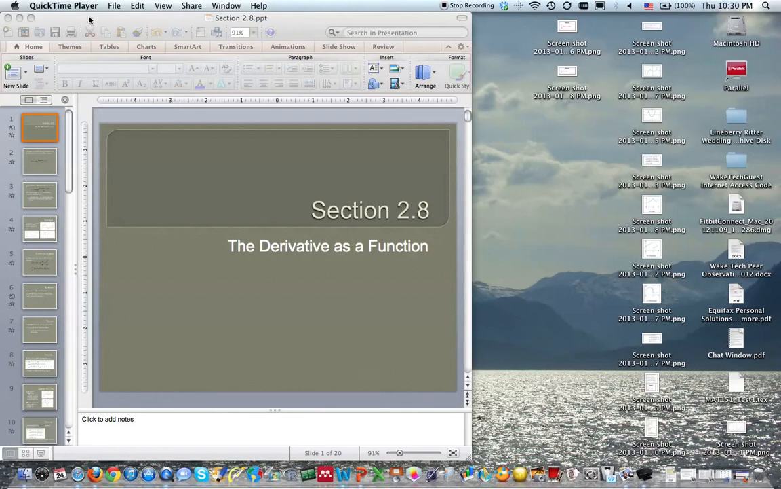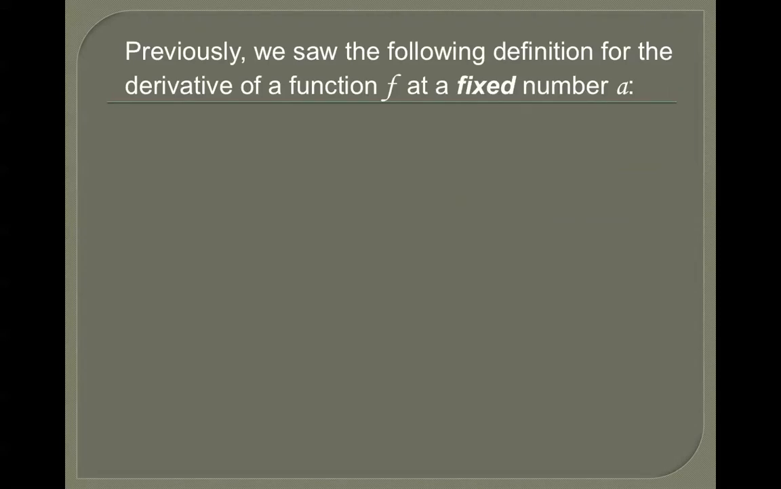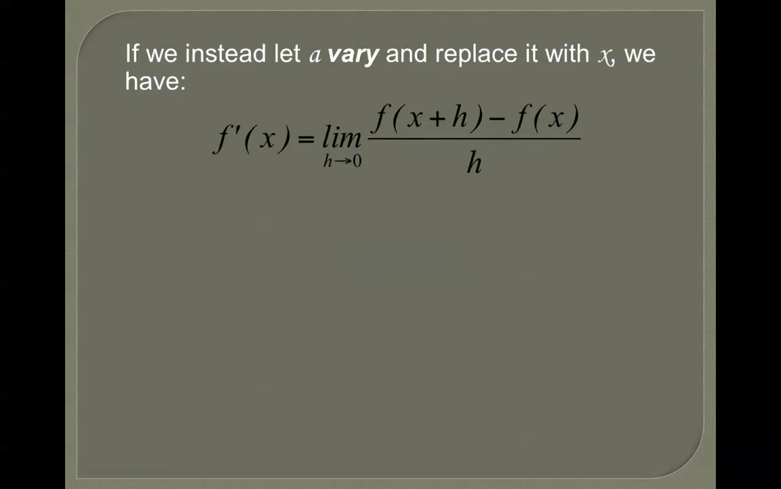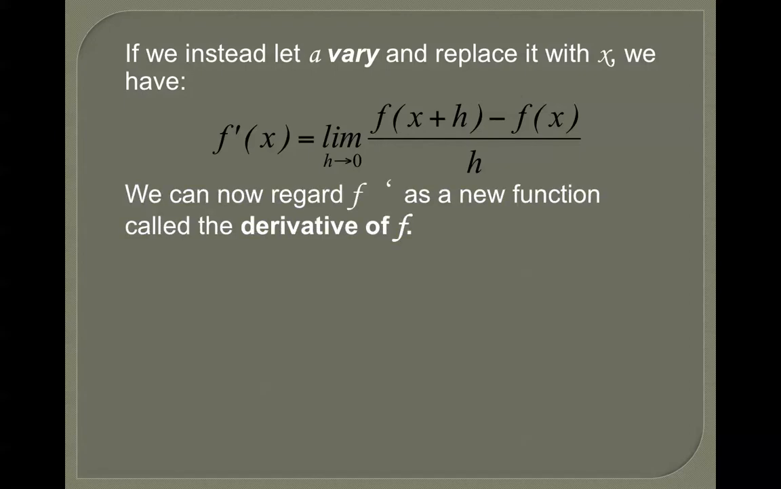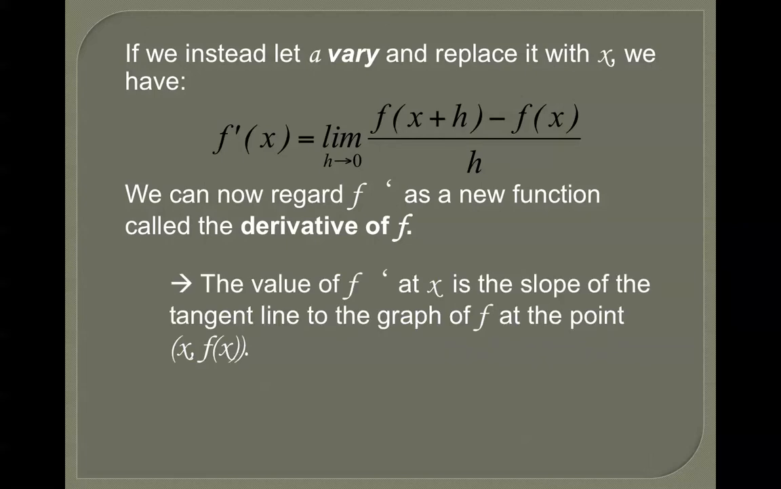Section 2.8, the derivative as a function. Previously, we saw the following definition for the derivative of a function f at a fixed number a. f prime of a is the limit as h approaches 0 of f of a plus h minus f of a divided by h. If we instead let a vary and replace it with x, we have the following formula. We can now regard f prime as a new function called the derivative of f.